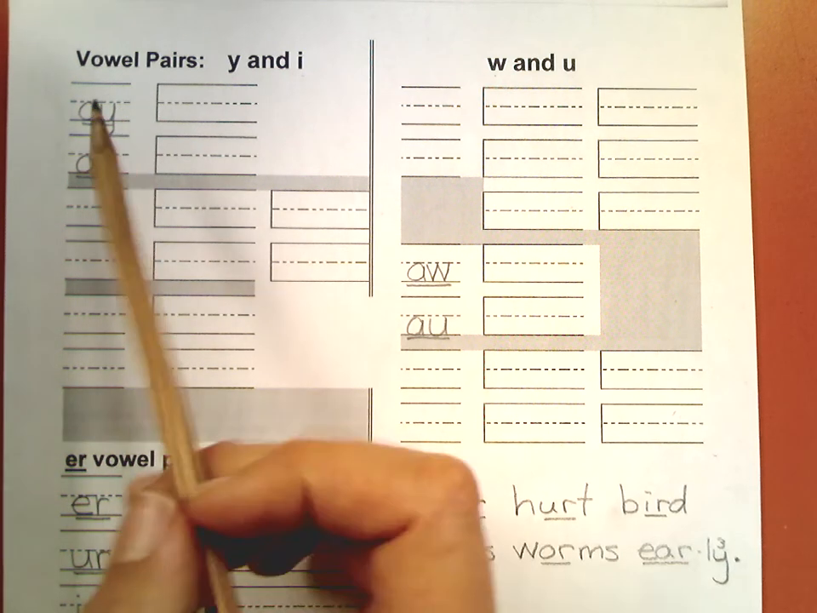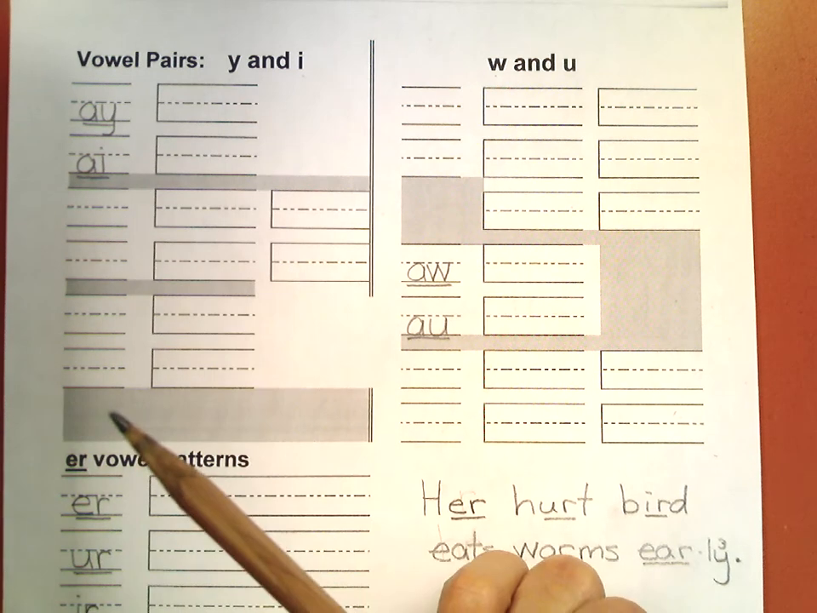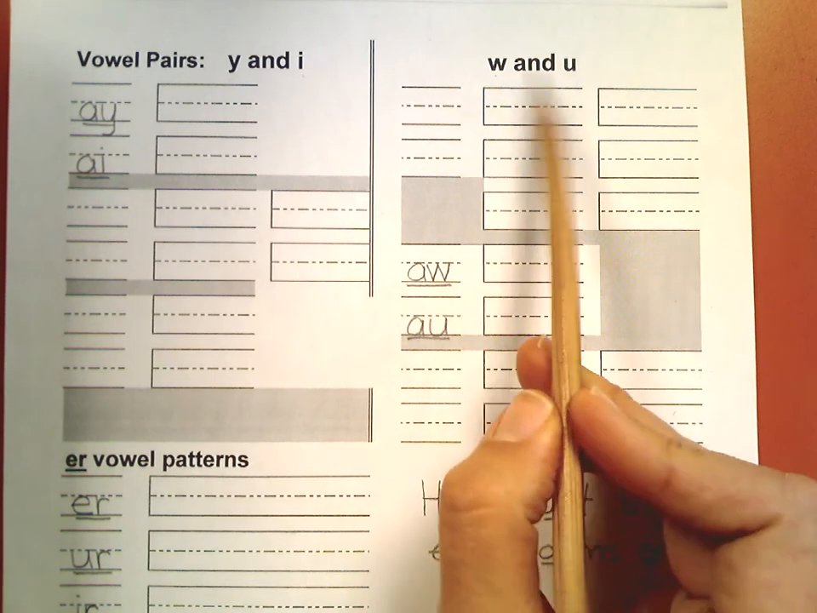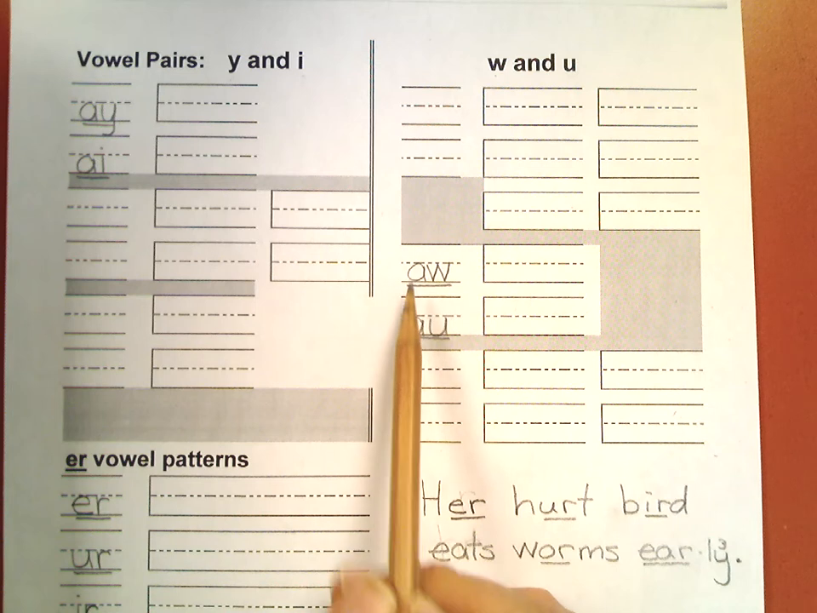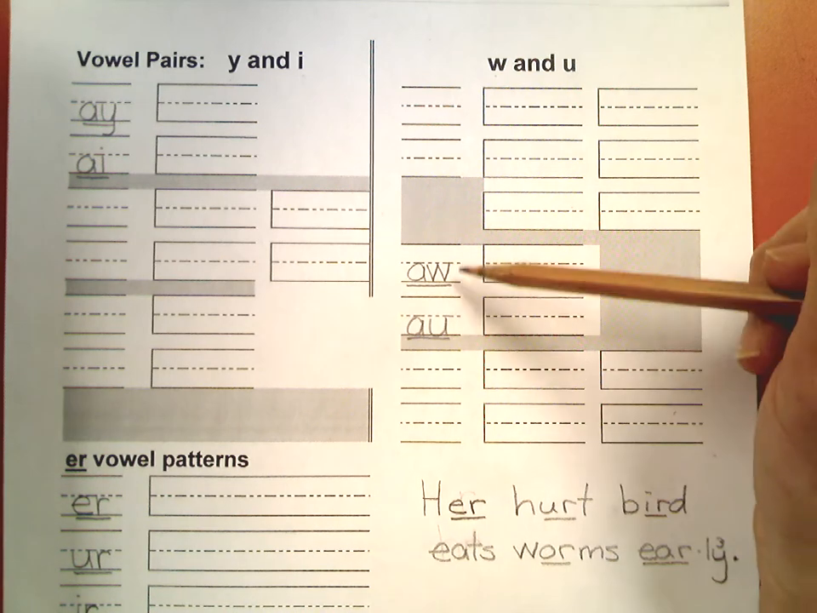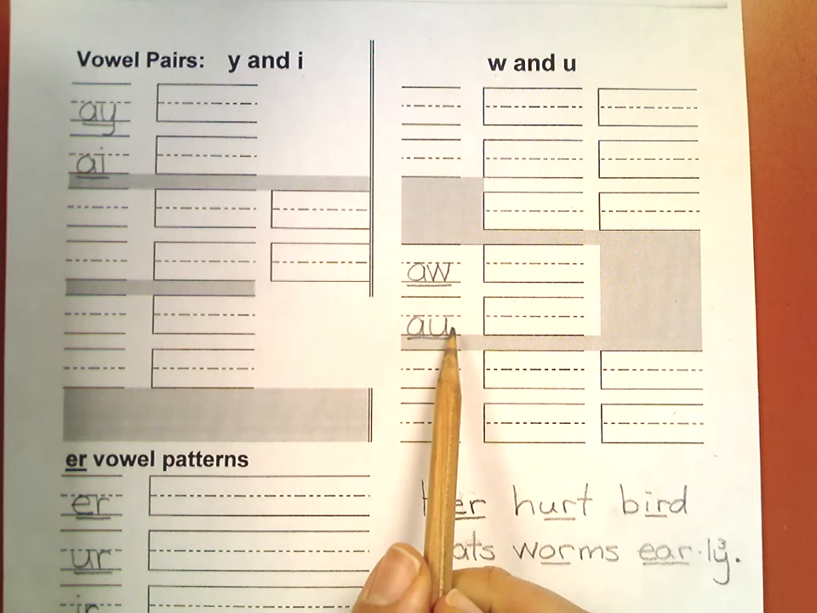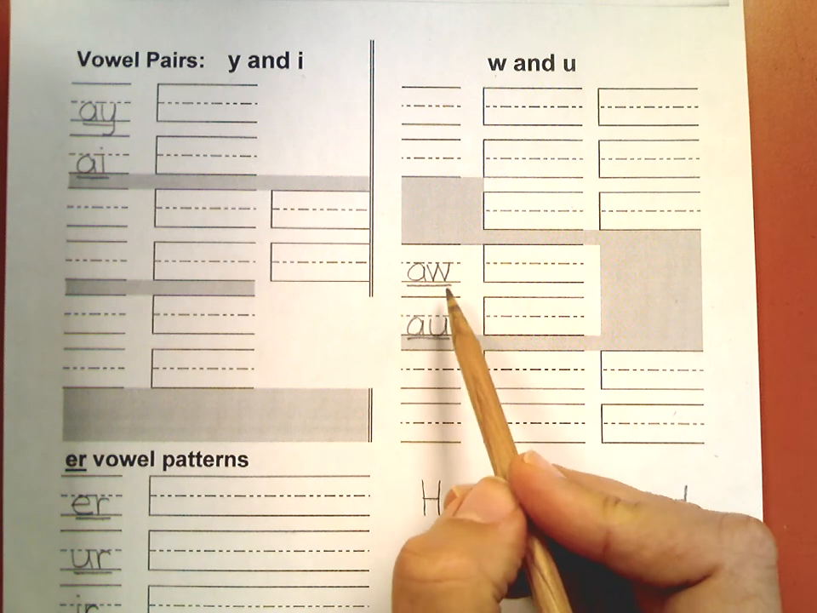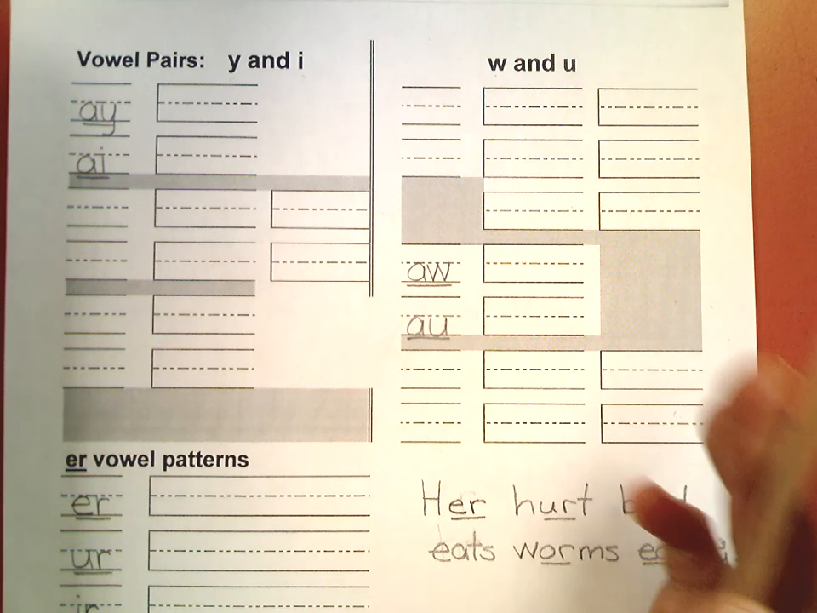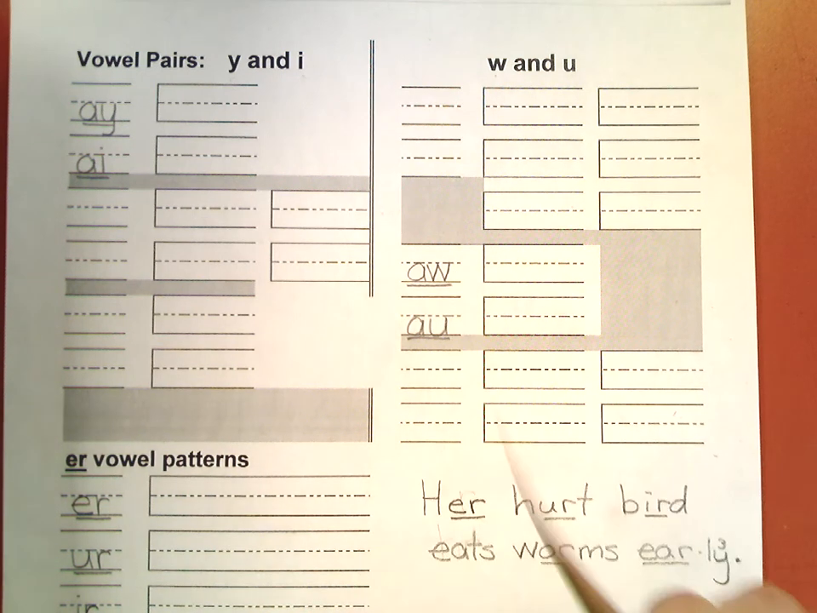So again, just like with our Y and I, with W and U, our first letter stays the same. The last letter changes because we can't use this at the end of English words. If it's one that we do use at the end of English words, it has to have W at the end.